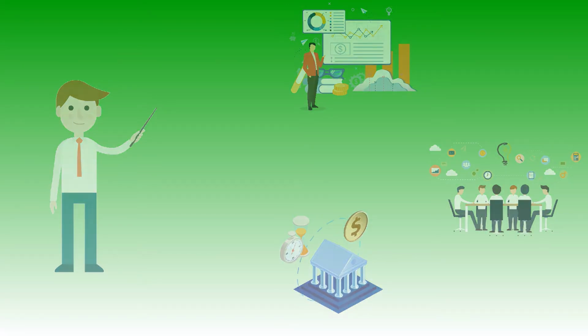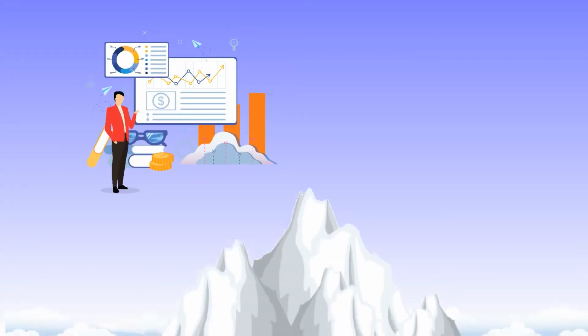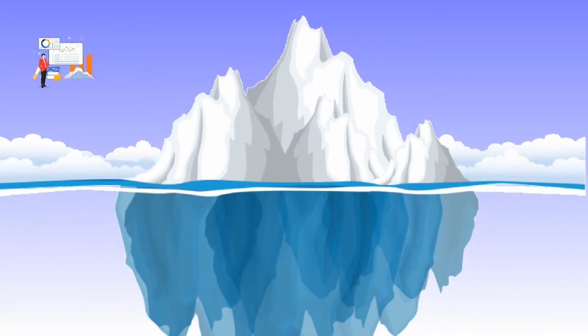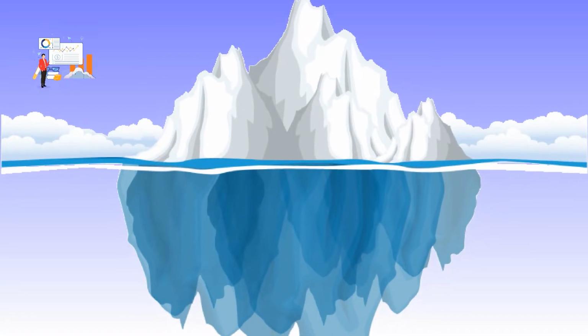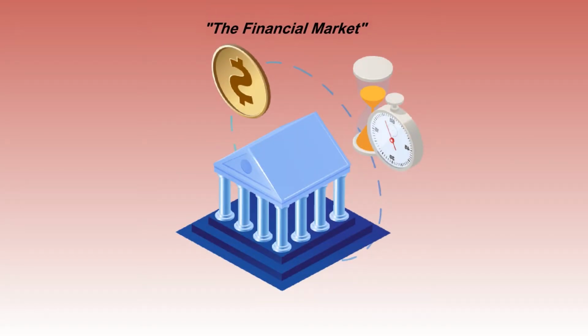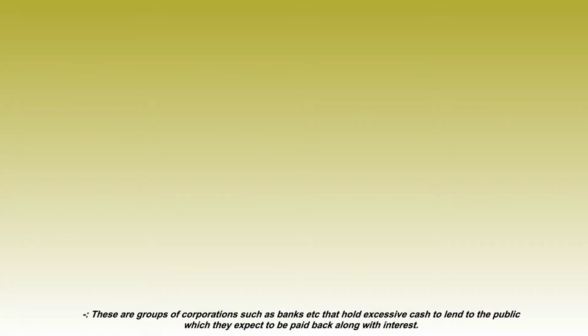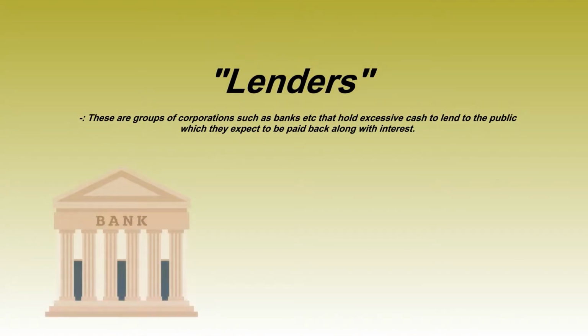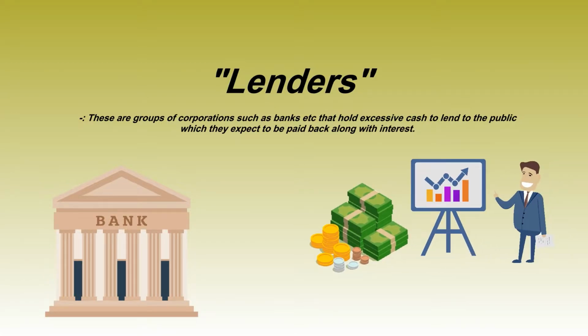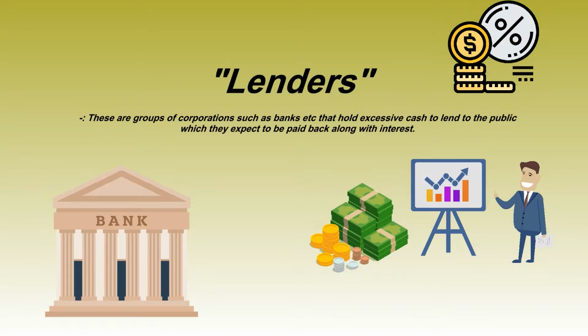financial system. I'm sure you hear about the stock market when finance is being discussed, but there's much more depth to it. The stock market is just one piece of something much bigger, the financial system. To understand the financial system, you need to put two different groups together. To start off with, we have the category of people we call lenders. These people are groups of people or corporations such as banks, etc., that hold excessive cash to lend to the public, which they expect to be paid back along with an additional portion of money we call interest.